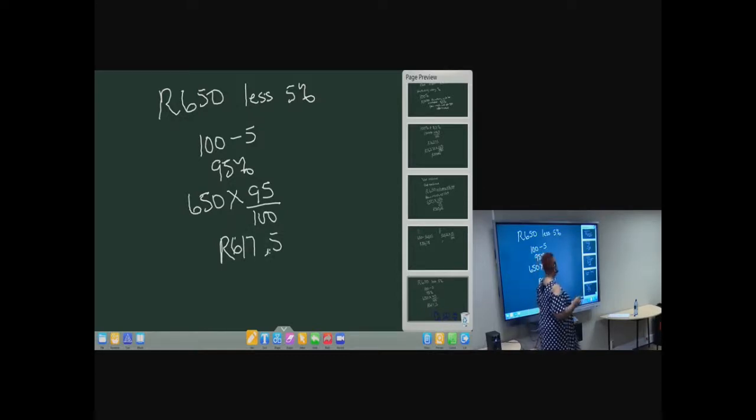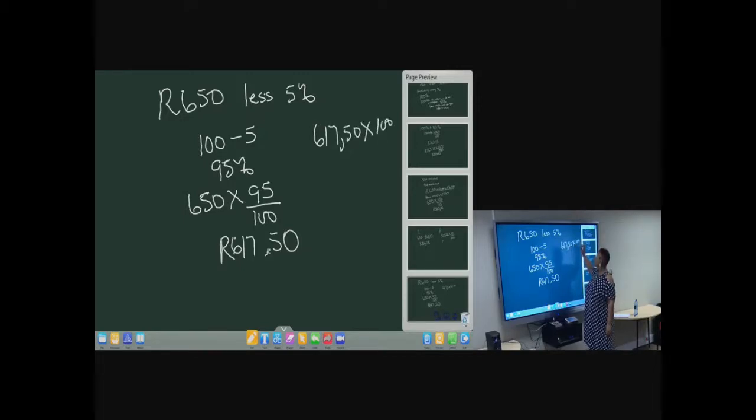One other thing I want to mention, now that you get 617,5: money is supposed to have 2 decimals. So whenever there is 1 digit after the comma, you add a 0 because it's always supposed to be 2 decimals. And once more, with percentage decrease, when you need to work backwards, you do the opposite. You will have 617,50 multiplied by 100 over 95, and then you go exactly back to 650.